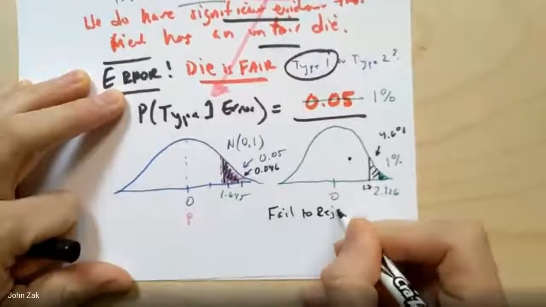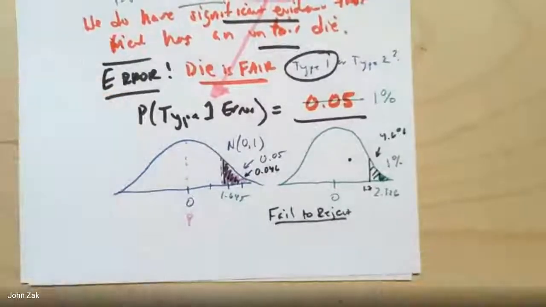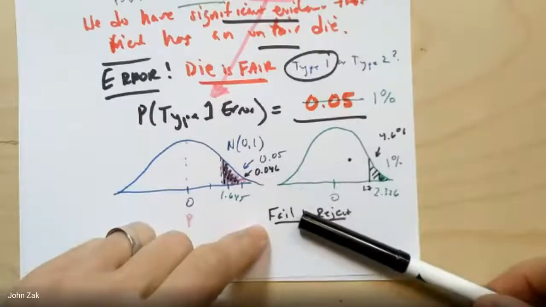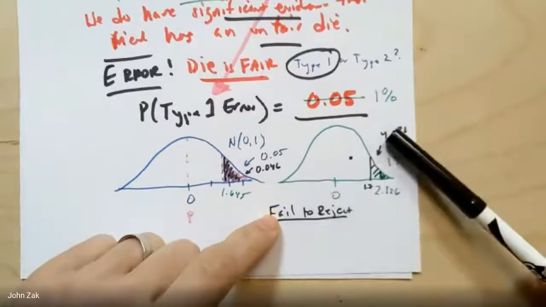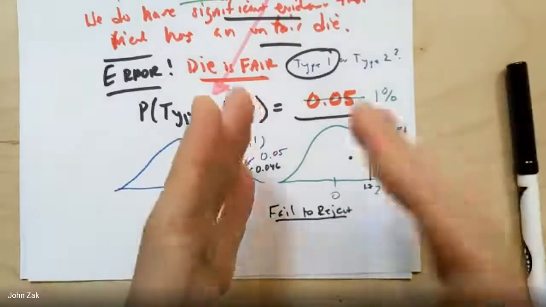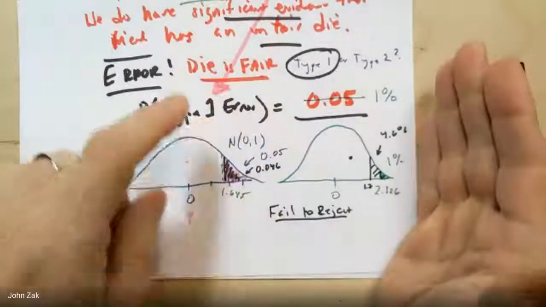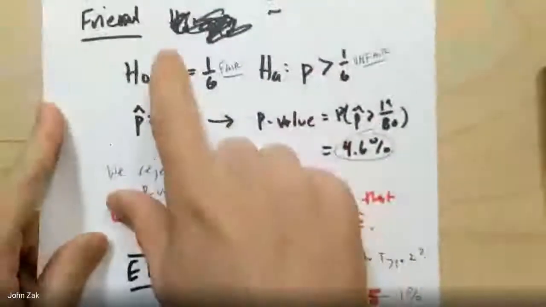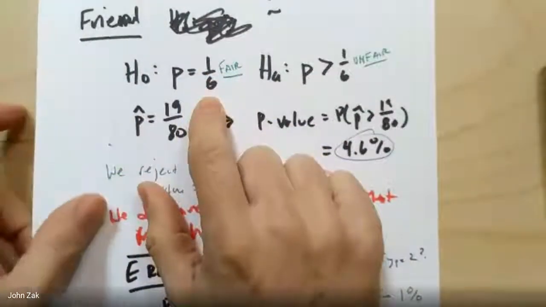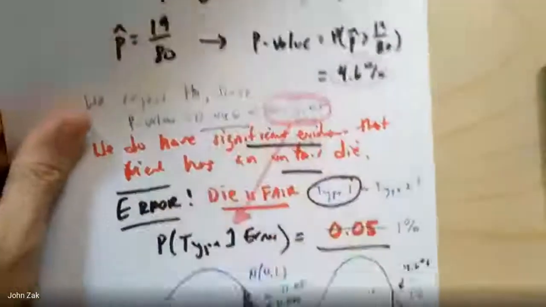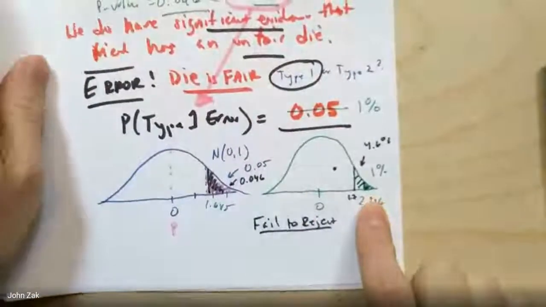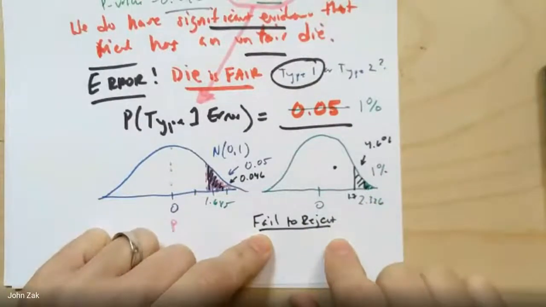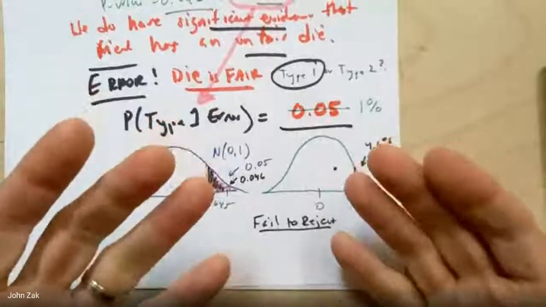Now, here's the downside. When I fail to reject, there's a possibility that I made a mistake again. Do you agree? Now, I made it harder to reject the null hypothesis. I said, the only way I'm going to reject that this is a fair die is if I have evidence that's significant at the 1% level. I made it very, very difficult to reject, so I failed to reject. But now I might still have made an error.